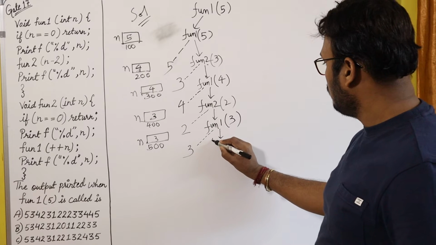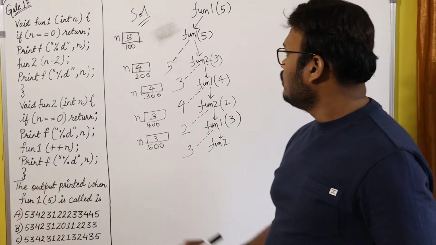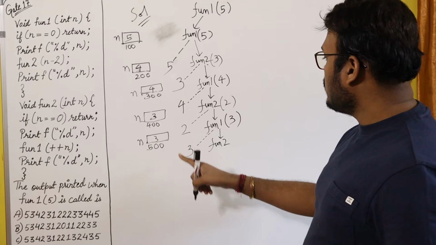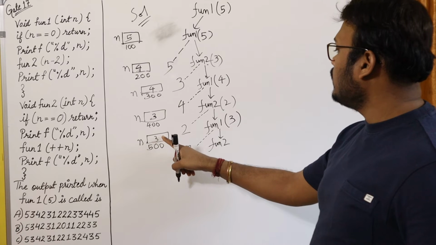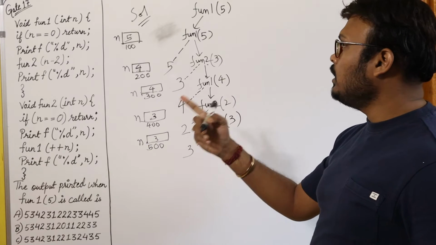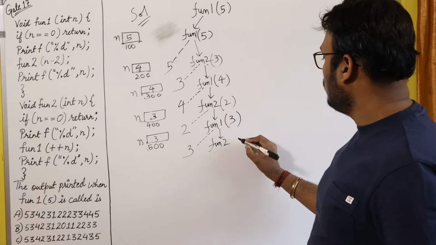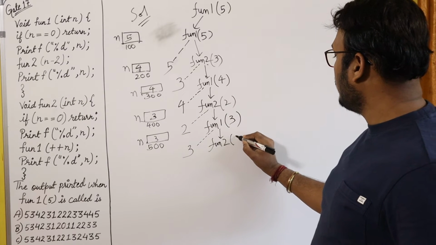Fine. So now fun2 is called again here, with n minus 2. So what is the value of n? The value of n is 3. So now 3 minus 2, that is 1. So the parameter will be 1 here.